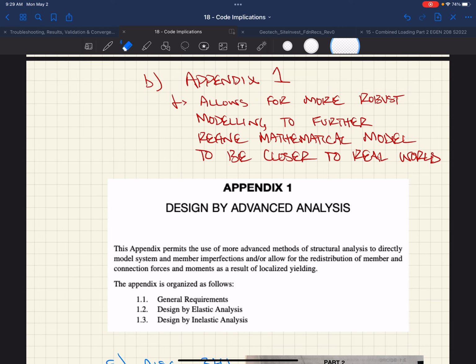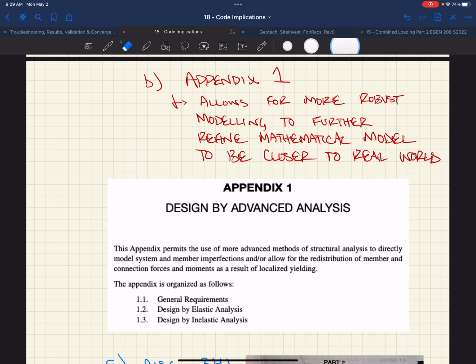Well, there was no predetermined lateral system that was prescribed and had an R value. So they're saying, if you want to spend the time and use more advanced methods of structural analysis to directly model system and member imperfections and/or allow for the redistribution of member and connection forces, plastic design, which you guys are dealing with, and moments as a result of localized yielding, you can do that.